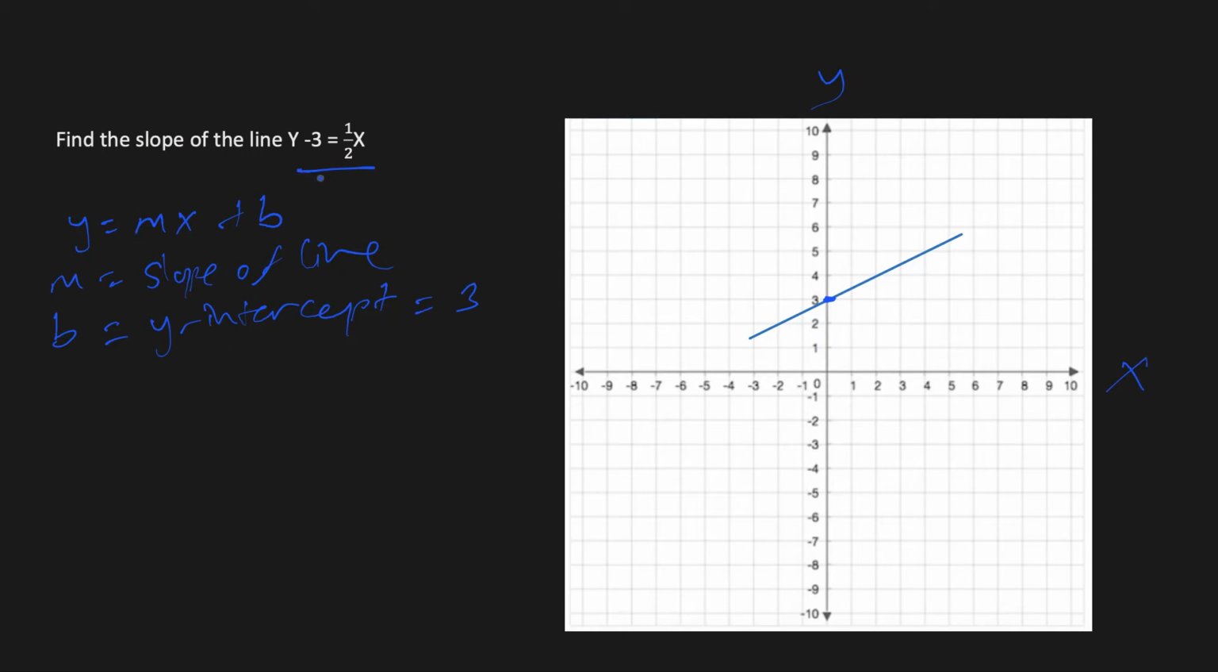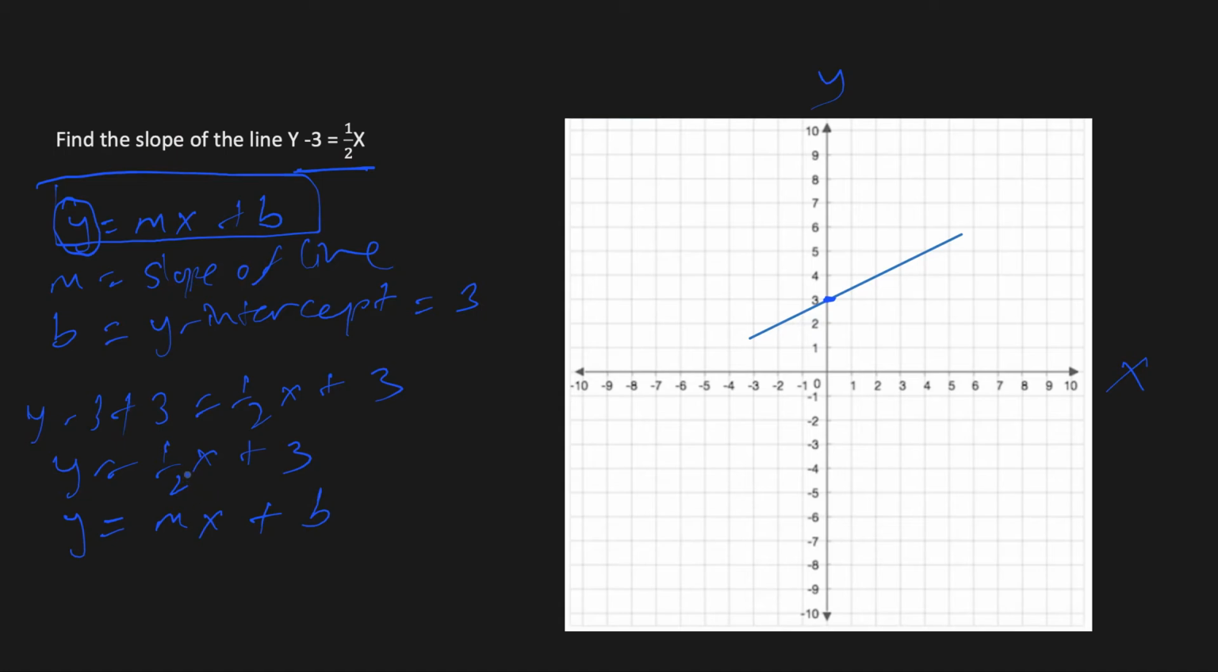So let's bring this equation into this form. We know that we only have y on this side, but here we have y minus 3. So in order to just keep y on this side, we'll add 3 on both sides. So we get y equals, so minus 3 plus 3 is 0, so y equals half x plus 3. Now this looks similar to our equation, let me write that again. So this looks similar to our equation y equals mx plus b.